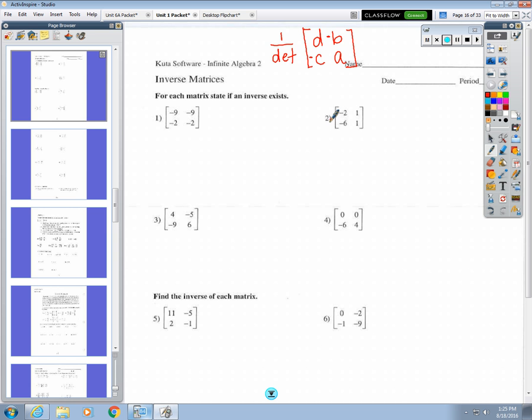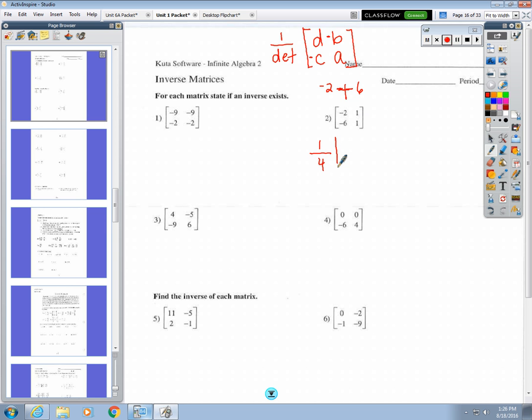Okay, so let's look at number 2. Obviously, to do it by hand, we first need to know the determinant, because we're going to put 1 over the determinant. So let's quickly do the determinant by hand. Negative 2 times 1 is negative 2, minus 1 times negative 6 is negative 6, and so what ends up happening there? Right, you add it, because 2 negatives become a positive, and negative 2 plus 6 is 4.